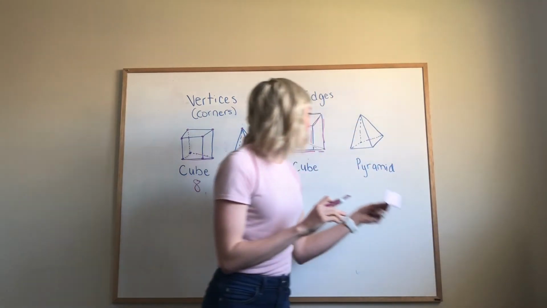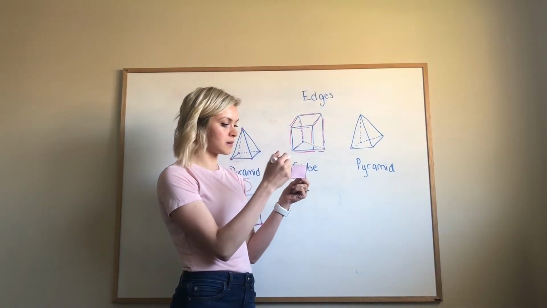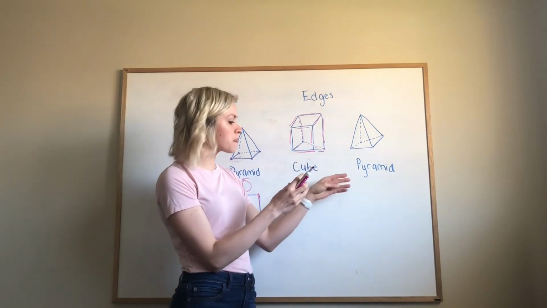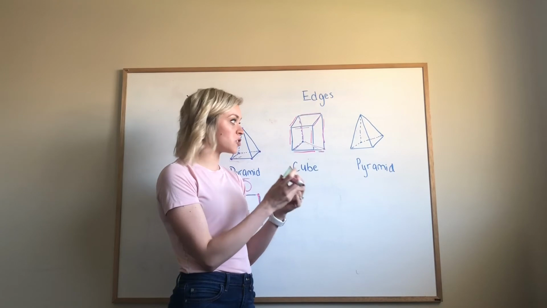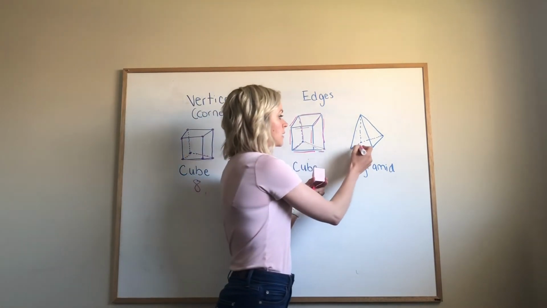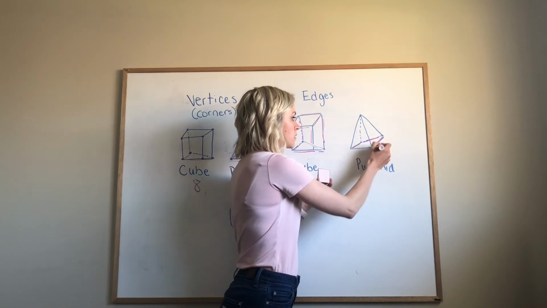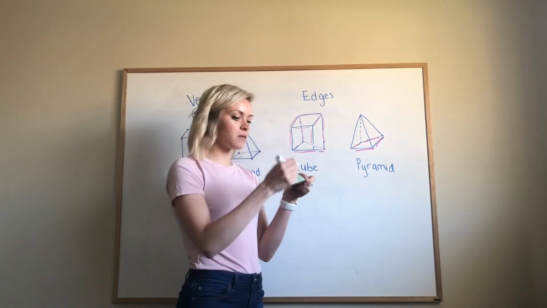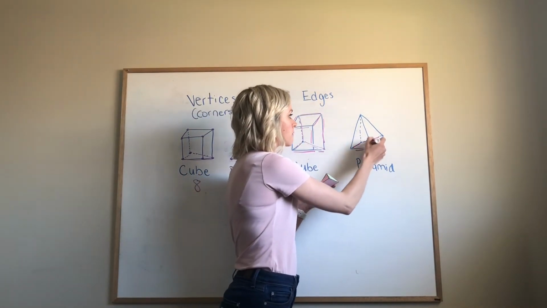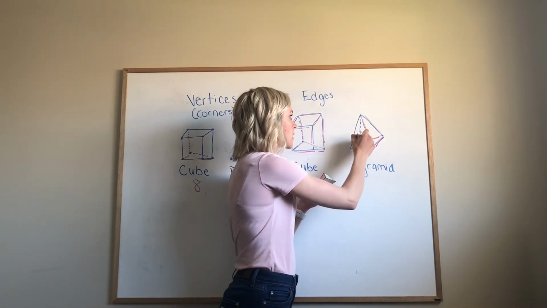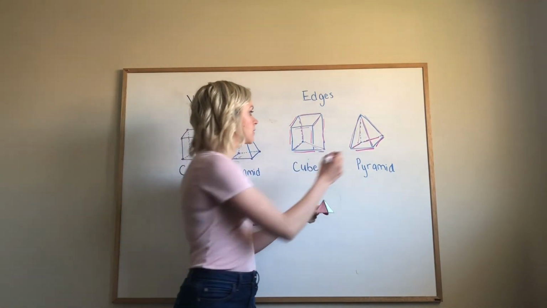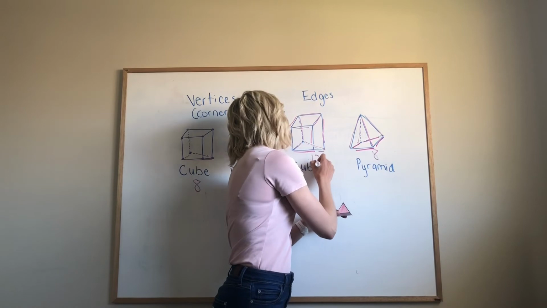Again, I drew a square pyramid on my board. So we need to count how many edges it has. So we start with our base shape. We start with the bottom. And it goes 1, 2, 3, 4. And then we count the edges up to the point. So we have 4, 5, 6, 7, and 8. So it is 8. 8 and 12.